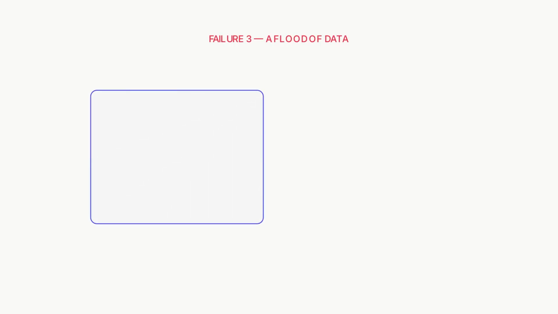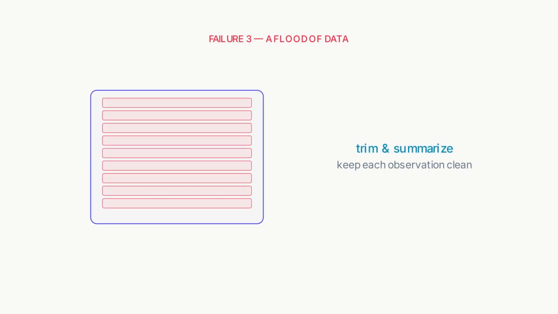There's a third, subtler failure too. A tool comes back with far more than the model needs, a giant blob of data, and it clogs the context window, burying the useful part. This is why serious agents don't just dump raw tool results back in. They trim and summarize what comes back so each observation stays clean. It's context engineering happening inside the loop.